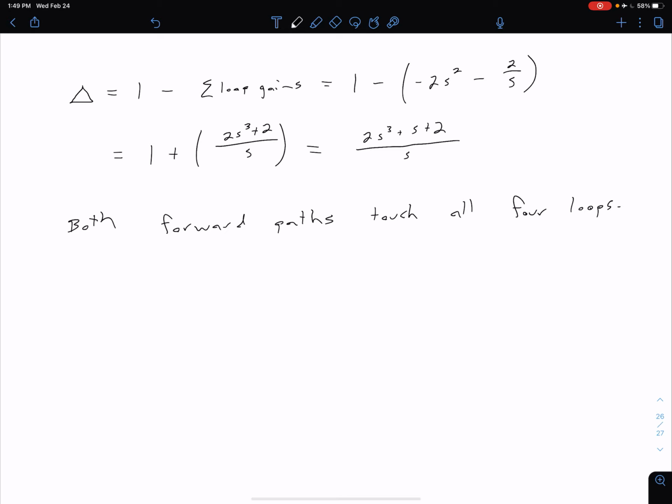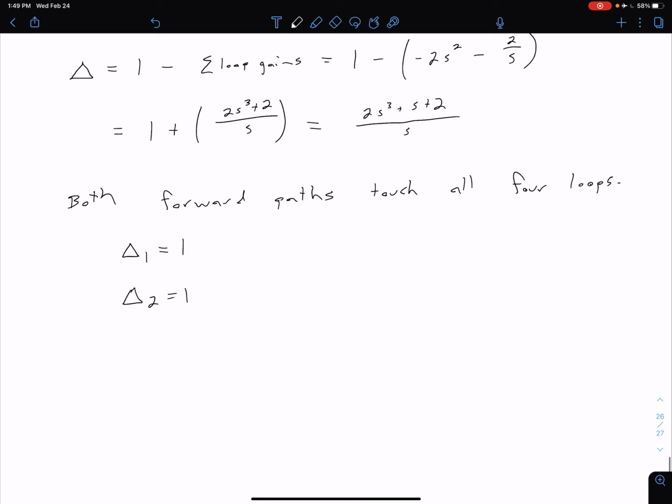And so you could try to do that alternate method as well for some practice, where you redraw the figure and physically remove our forward path. Any loops that are broken or open, you substitute a 0 for their loop gain in the delta equation. But in this case, because our forward paths touch all 4 of our loops, we just have delta 1 equals 1 and delta 2 equals 1 as well.